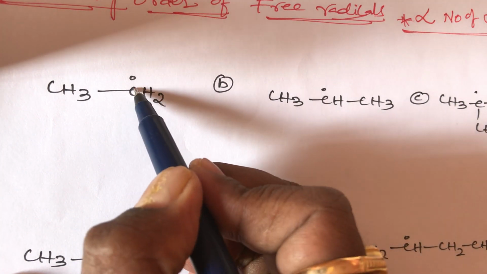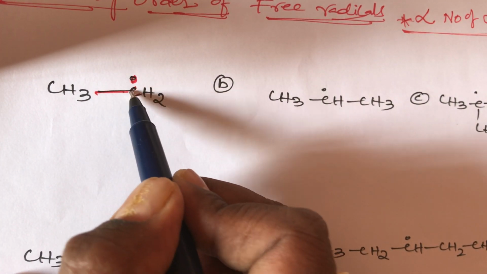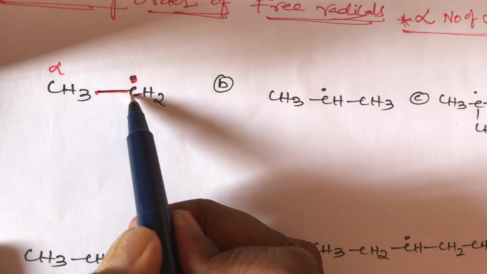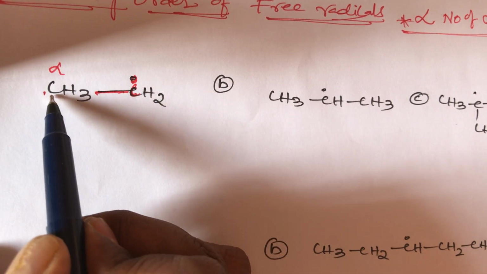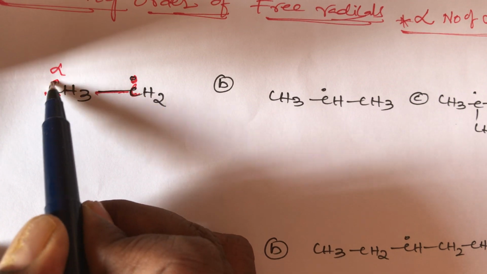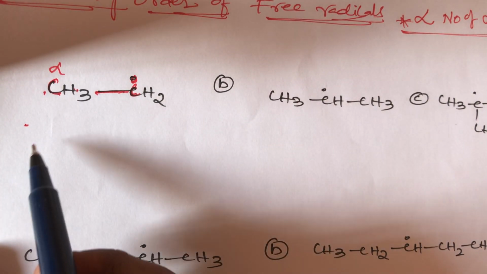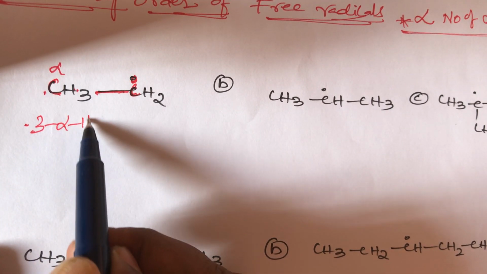Here this is the free radical. The carbon beside the free radical carbon is called the alpha carbon. This is the free radical carbon, and the carbon beside it is called the alpha carbon. This alpha carbon contains 3 hydrogens. These 3 hydrogens are called alpha hydrogens. This carbon contains 3 alpha hydrogens.